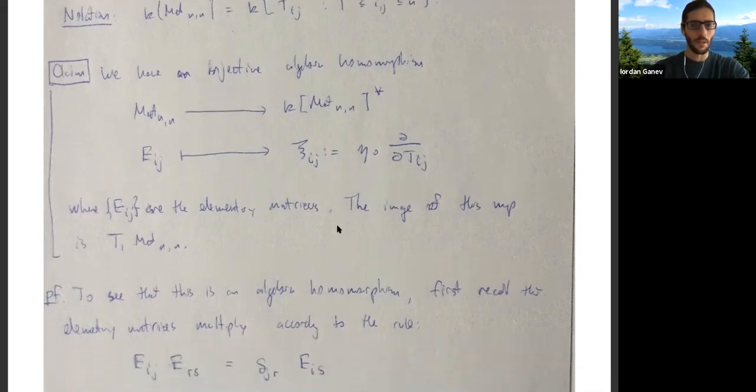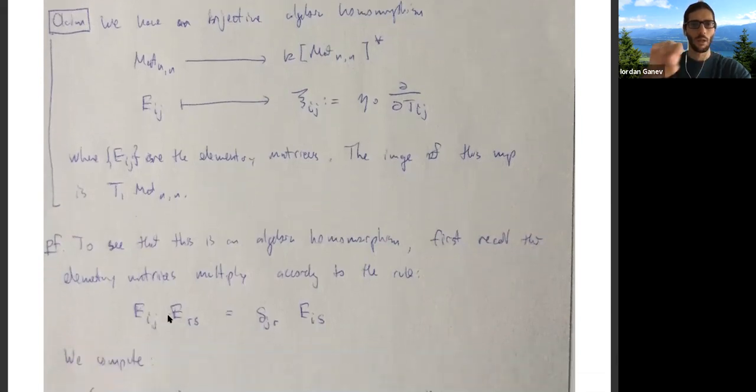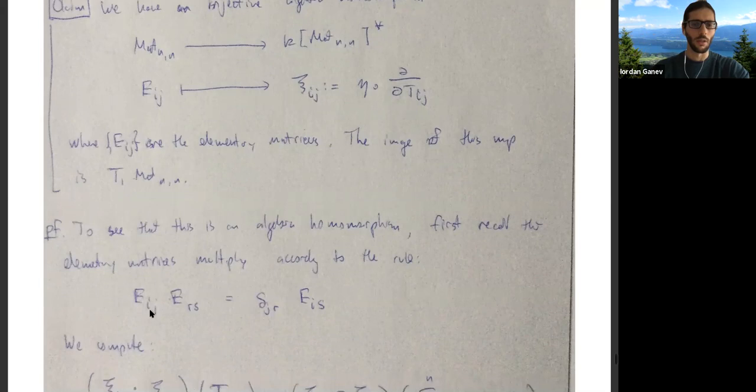So to see that it's an algebra homomorphism, we need to take two elementary matrices, multiply them, and move them over under this map, and compare that to what we would have done if we moved them over and then multiplied them. So if we just multiply them, we get E_ij times E_rs is E_is if j and r are the same, otherwise we get 0.